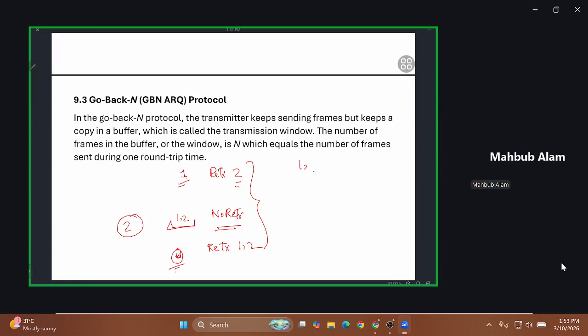Here, this star is in two cases. You need to retransmit both 1 and 2. If both 1 and 2 are lost, you need to retransmit 1 and 2. If 1 is lost but 2 is successfully delivered, even then you need to retransmit packets 1 and 2. That's why it is named go back N.